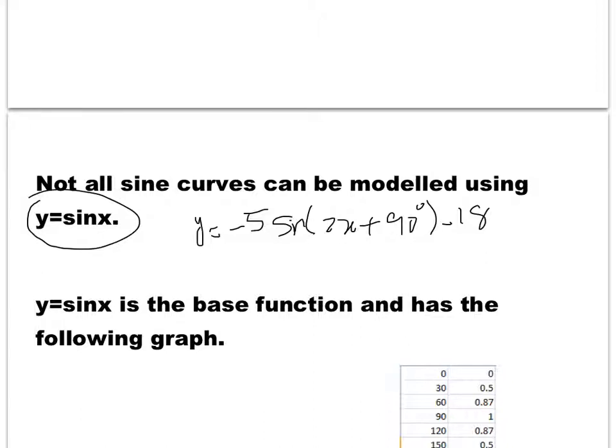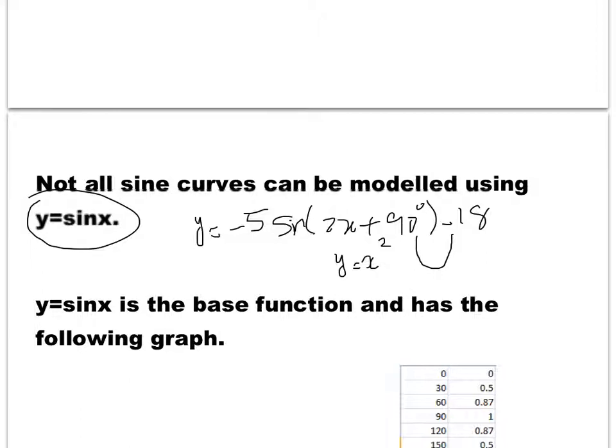From now on, remember, like quadratics, that y equals x squared used to be the base function, which had a U-shaped graph opening upward. We are going to have another base function called y equals sine x. So again, as usual, you have to memorize how the curve looks, which is not hard.